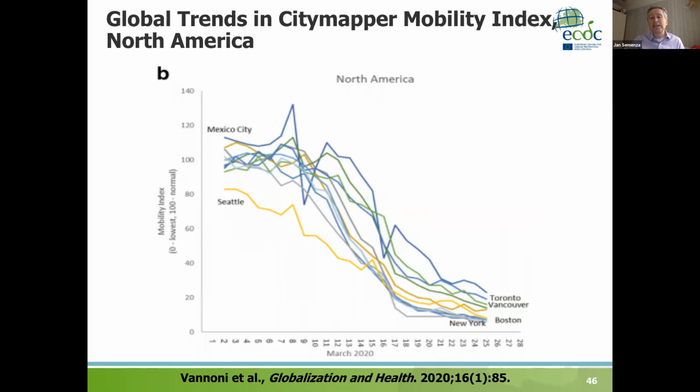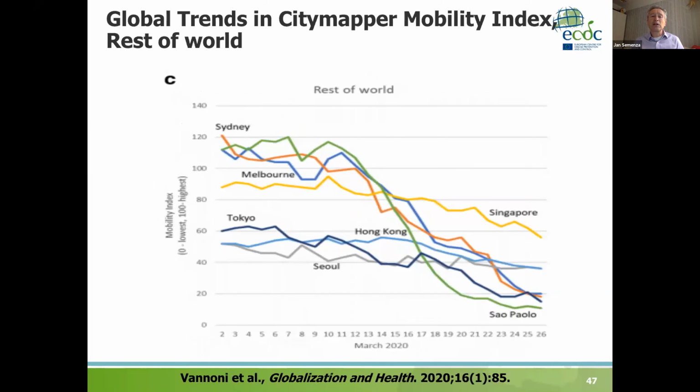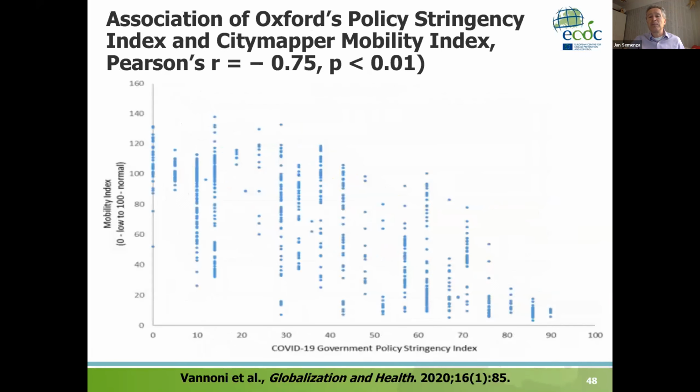Then comparing North American cities, they show similar types of patterns. Seattle was impacted early on, similar to Milan actually, probably not as early, but again, it's a bit further down compared to the other cities. Mexico City shows weird fluctuations, which we can't quite explain, but we see similar trends of decline. And then if you look at the rest of the world, the Australian cities come down quite aggressively, whereas the Asian ones are more flat because they were impacted by the pandemic earlier on, as I mentioned earlier.